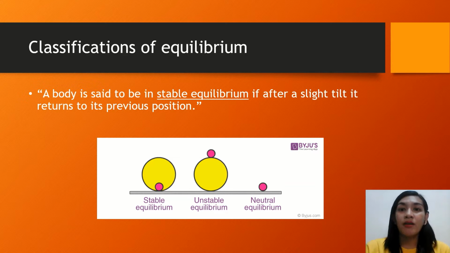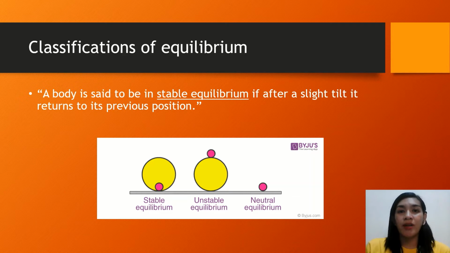That is our example. Other examples of stable equilibrium is when you see a chair lying on the floor. When you do a slight tilt on the chair, it would still go back to its original position.